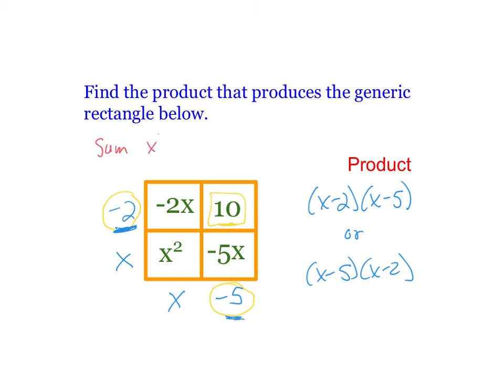It would be x squared. When I add negative 2x and negative 5x, that's negative 7x, and then plus 10. So be sure you can write these as products and as sums.